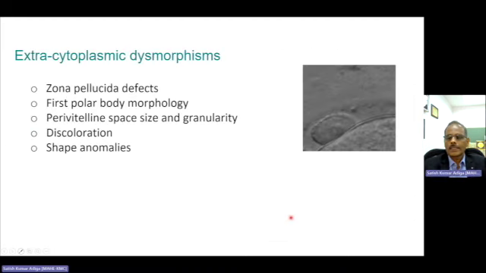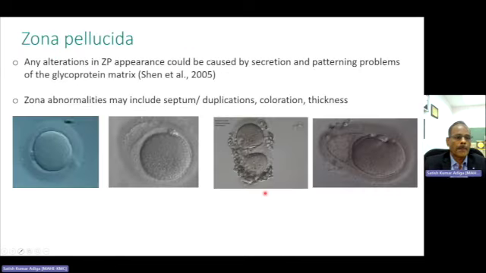I will now discuss extracytoplasmic dysmorphism. This extracytoplasmic dysmorphism in oocytes includes zona pellucida defects, the first polar body morphology, the perivitelline space size and granularity, the discoloration of the zona pellucida, and shape anomalies. So these anomalies are more of phenotype deviations, and I will take you through the individual abnormalities in detail.